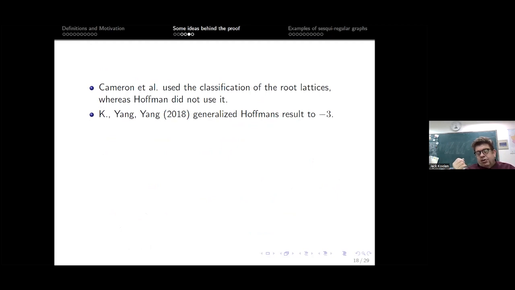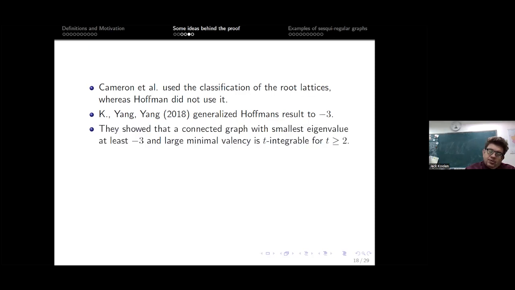So Cameron, Goethals, Seidel, and Shult use the classification of root lattices as done by Ernst Witt in the early 1940s. Hoffman did not use it, but his problem is that he has to assume that the minimal valency is very large. And with the two Yangs, we generalize Hoffman's result to -3. So what we showed is that a connected graph with smallest eigenvalue at least -3 and large minimum valency is t-integrable for t at least 2. We can say a little bit more precise result, but this is, I think, good enough for this talk.